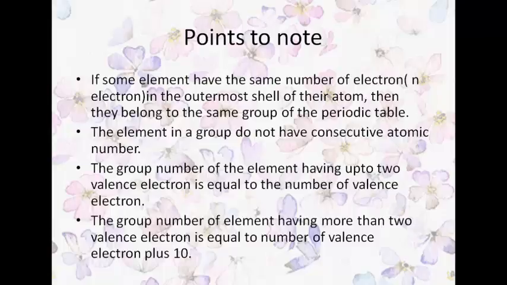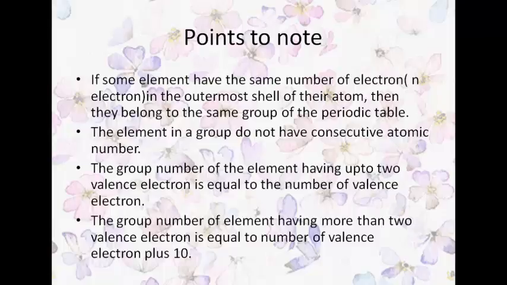So now let's come to some main points which we can understand and keep in mind. If some elements have the same number of electrons in the outermost shell of their atoms, then they belong to the same group of the periodic table. The second main point is that the elements in a group do not have consecutive atomic numbers. Like Na with atomic number 11, we don't have vertically below it another element with atomic number 12.